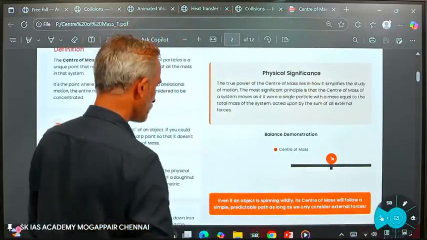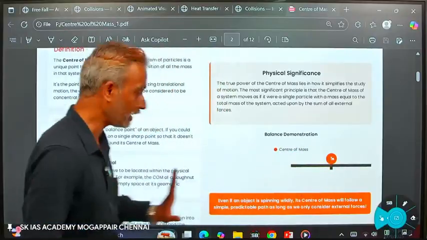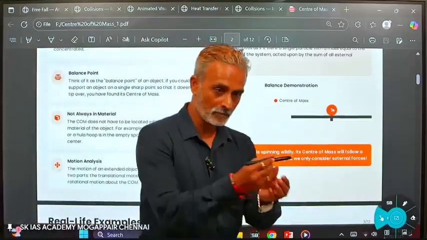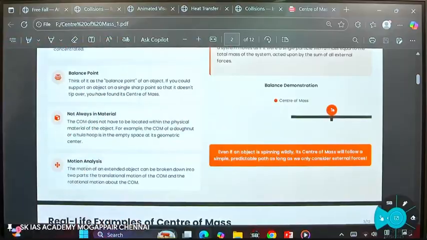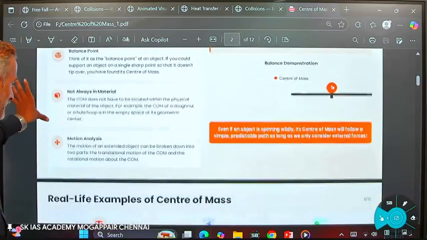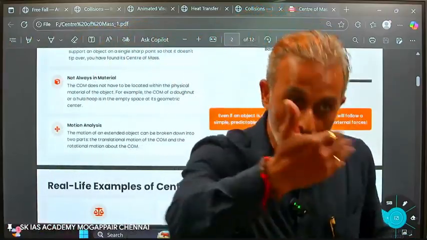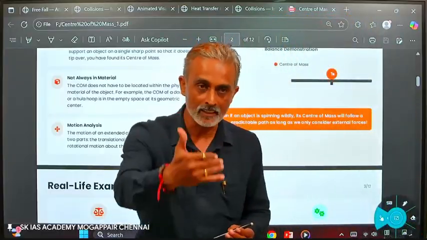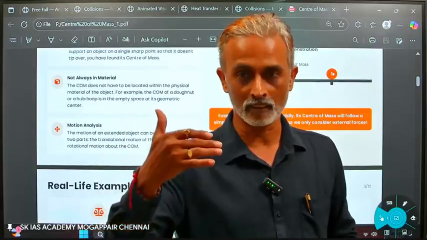Correct? So this is the center of the mass here. Balance point. This is the center of the mass here, meaning it will be balanced. Not always in material. It will not always be in the material. Motion analysis: when you know the center of the mass, you will know the motion of the body. When you know the center of the mass of a plane, or of any things like a plane, a car.